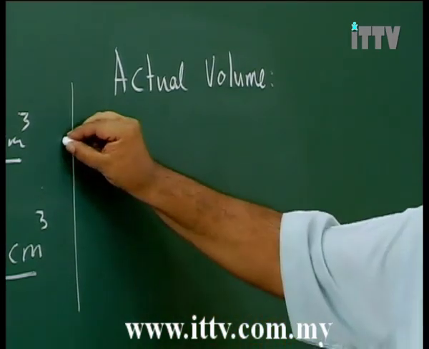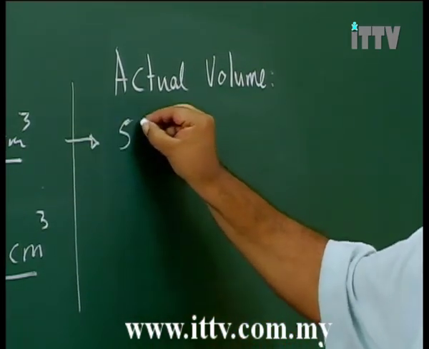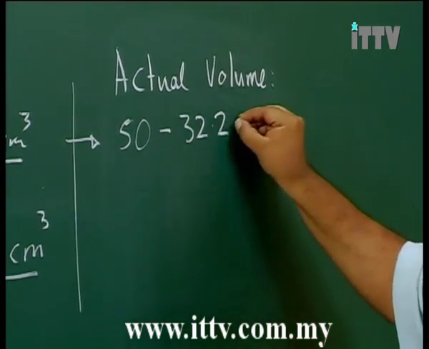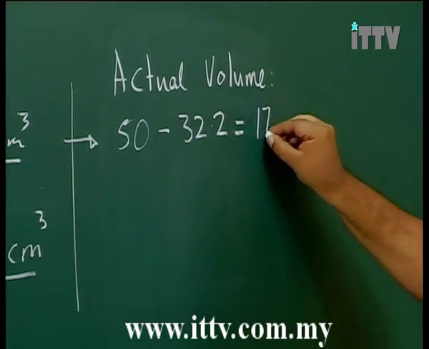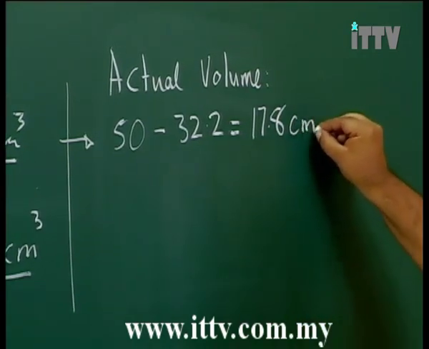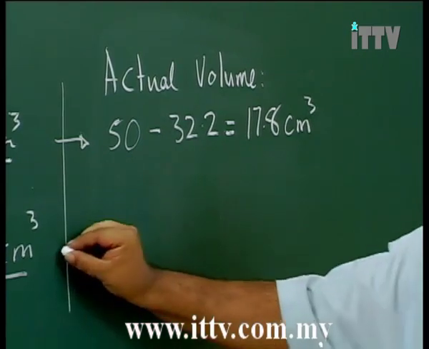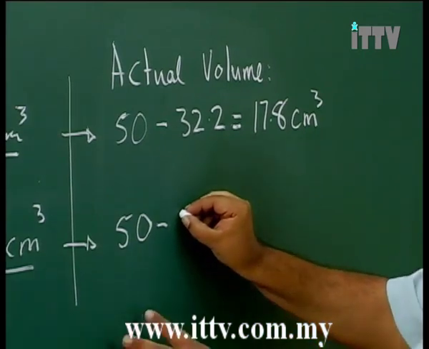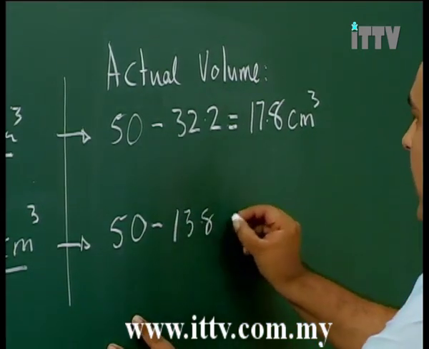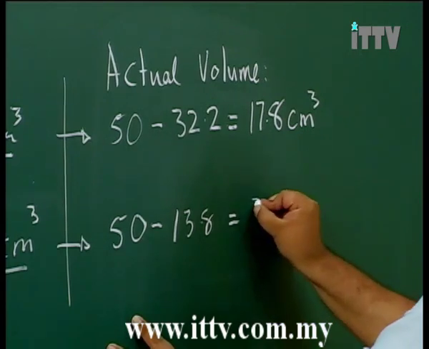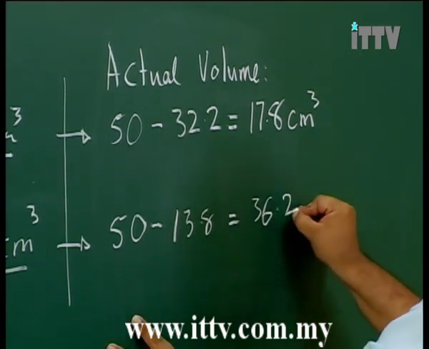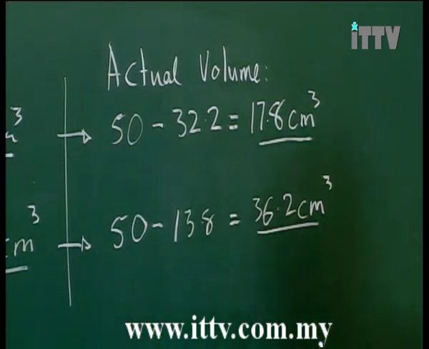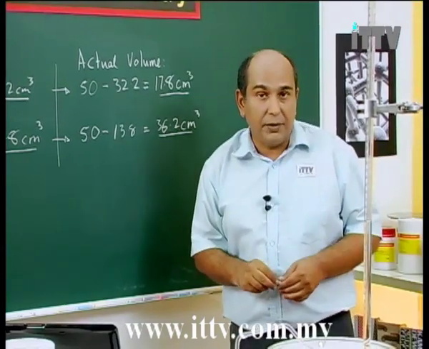The actual volume can be calculated by, if we do the first one up here, 50 minus 32.2, which equals 17.8 centimeter cube. For the second experiment, the actual volume would be 50 minus 13.8, which equals 36.2 centimeter cube. So these are our actual volumes that we've used in the experiment.